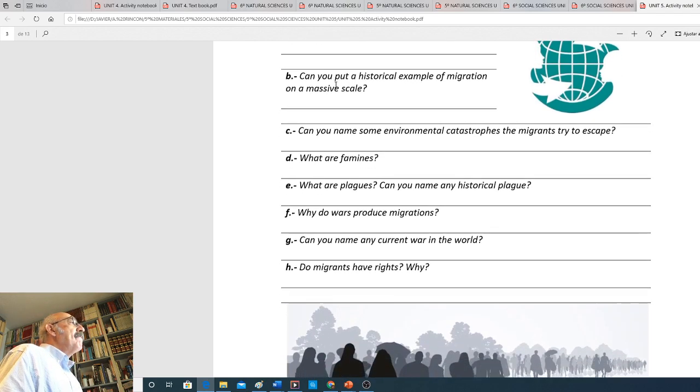So B, can you put a historical example of migration on a massive scale? Many of them. So in prehistory, you remember the Iberians. They came from Asia. The Celts. They came from northern or Central Europe to the Iberian Peninsula. Remember, these are two examples.